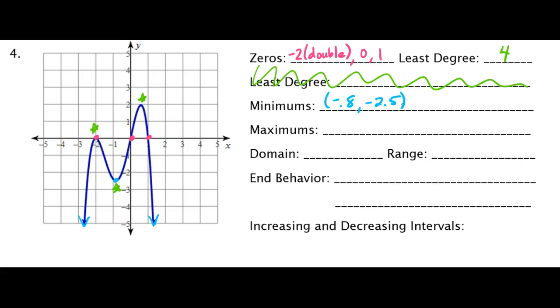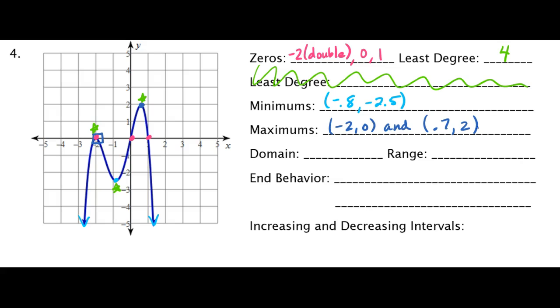And then for my maximum, I actually have 2. One of them happens to be the same as our double zero, and that one is at an exact number, so -2, 0. And then my other one is right here, which is not exactly at a whole number. So I'm going to estimate that that one is about 0.7, and then it looks like it's up 2. Okay, so we've got our maximums and our minimums.